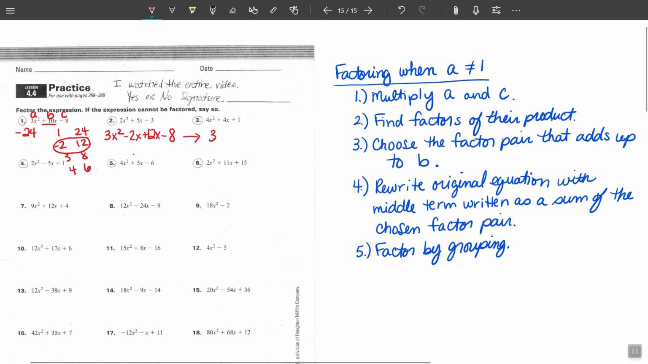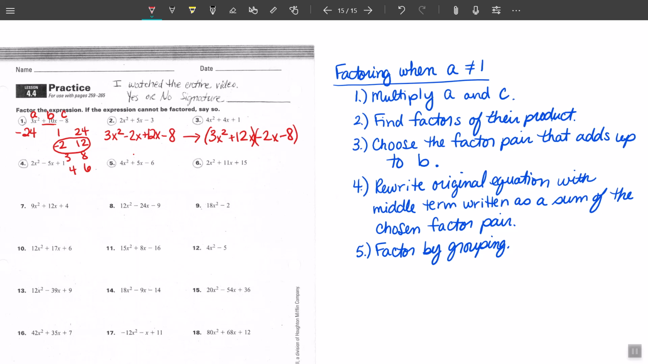So I'm going to reorder these a little bit. I'm just going to swap those middle terms there. And now I can see that I've got a 3x in common with these two. So I'm going to group those together with parentheses. And now I have a negative 2 in common between these last two.